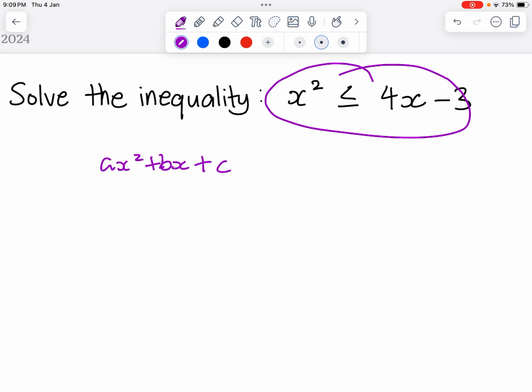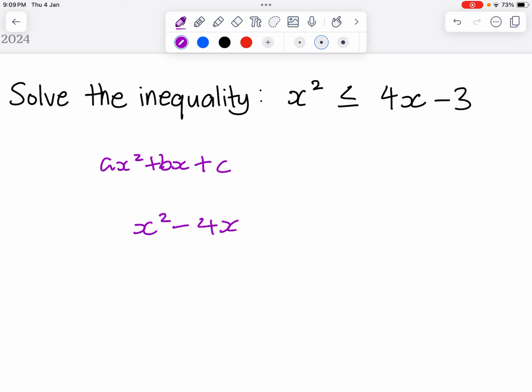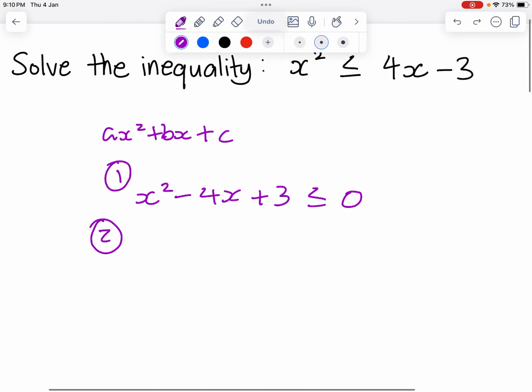Let's say if I turn this into an equal sign, the first thing you would do is probably to reorder it, right? So how do you reorder it? By putting everything on one side. So x squared minus 4x plus 3 is less than or equal to 0. At this stage, you don't really have to worry too much about the inequality sign. The first step is to reorder it, okay? And then second, you want to factor it in order to solve for the x values.